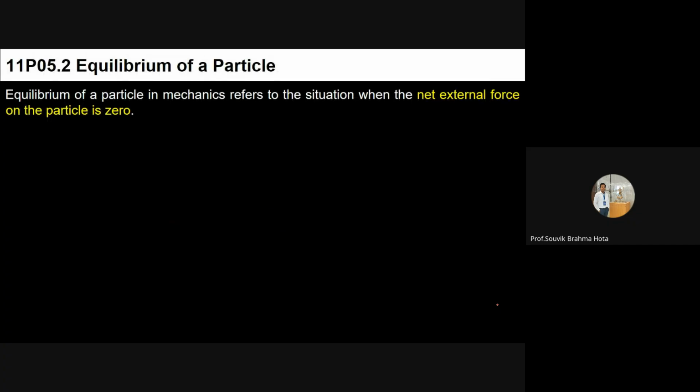Now equilibrium of a particle. Equilibrium of a particle in mechanics refers to the situation when the net force acting on the particle is zero. F net is zero. Now you see these forces F1, F2, F3. F3 makes 60 degrees with the horizontal direction. F2 is already in the vertical direction. F1 is in the horizontal direction. Now the three forces in equilibrium condition should sum to zero.